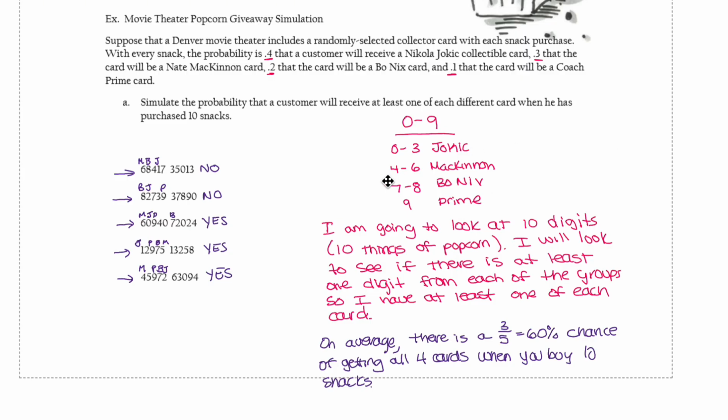And why does this work? Because each digit has an equal chance. So 4 out of 10 digits gives us 0.4, 3 out of 10 gives us 0.3, and so on. That's how we turn probabilities into digits.